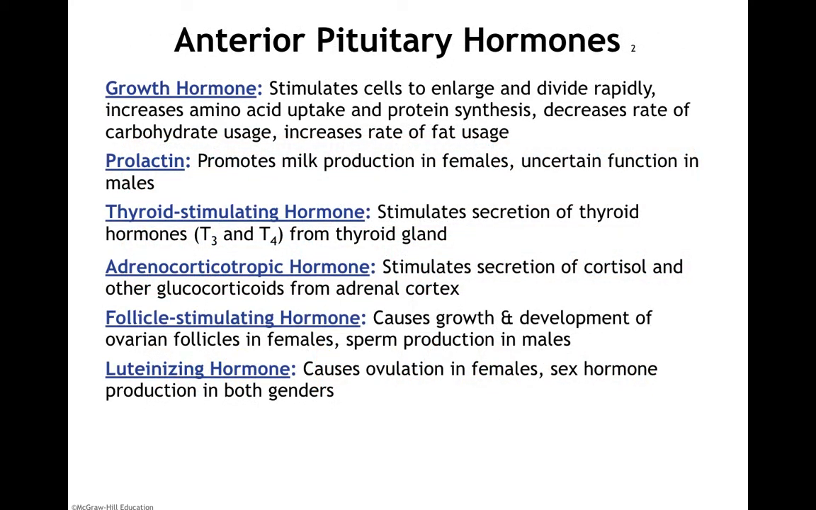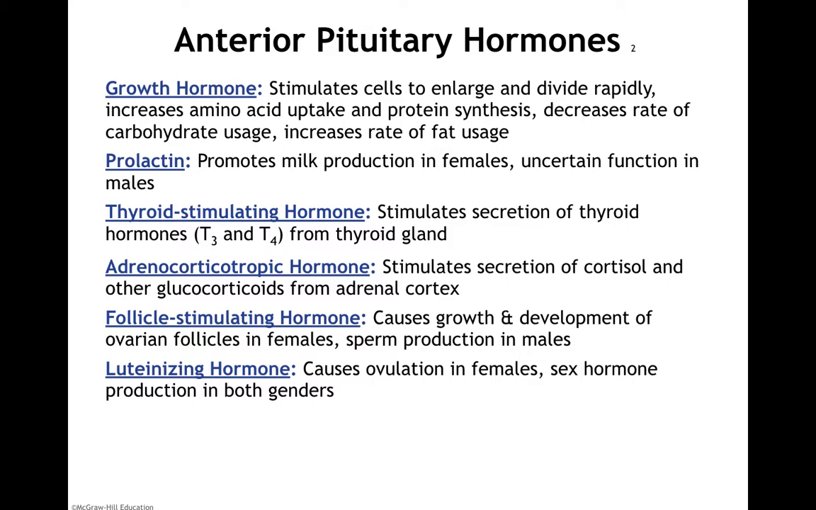So those hormones do the following. Growth hormone stimulates cells to enlarge and divide rapidly, increases amino acid uptake and protein synthesis, decreases the use of carbohydrates for energy, and increases the rate of fat burning in cells. And most cells have receptors for growth hormone.